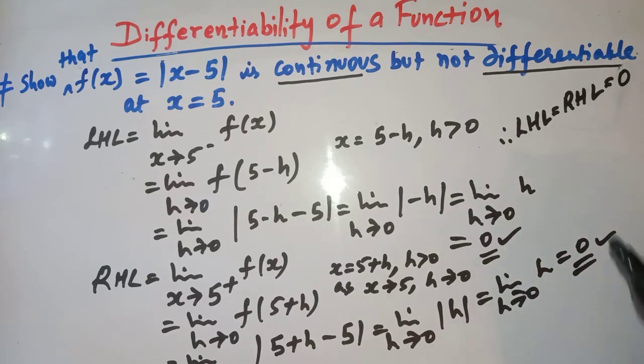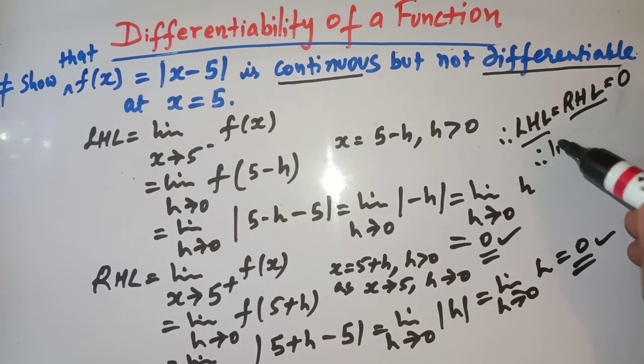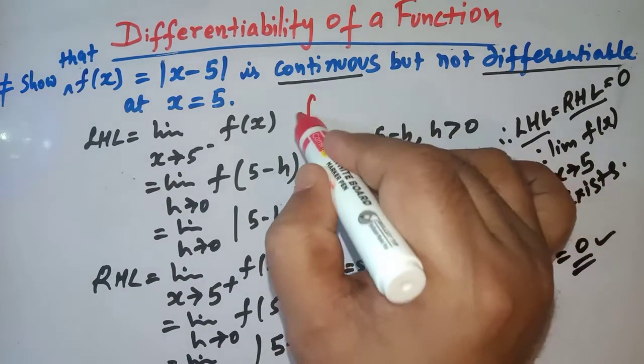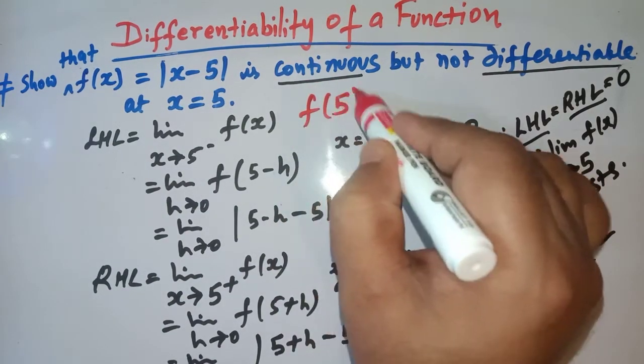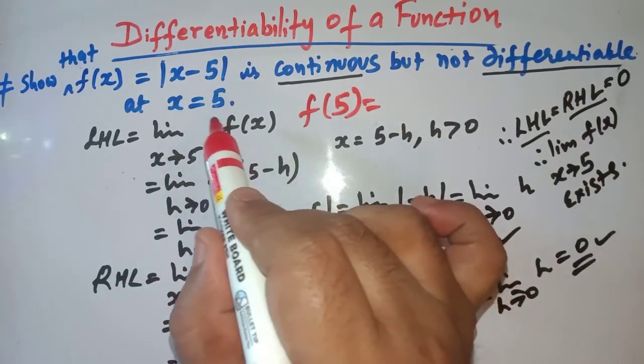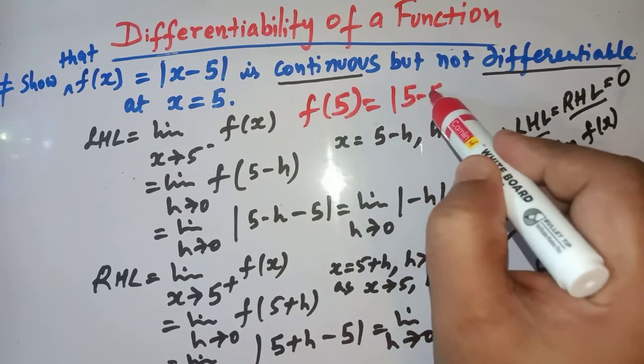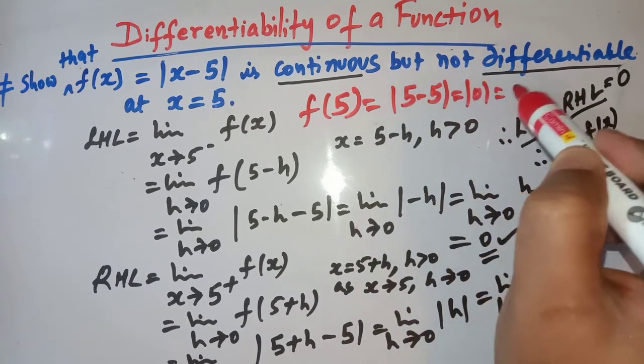So both the limits exist: the left hand limit exists, the right hand limit exists, and both are equal to 0. So therefore we say that limit x tends to 5 f(x) exists. Clear? Now the value of f of 5, that is the value of the function at the given point, is mod of 5 minus 5, which is mod of 0, equal to 0.